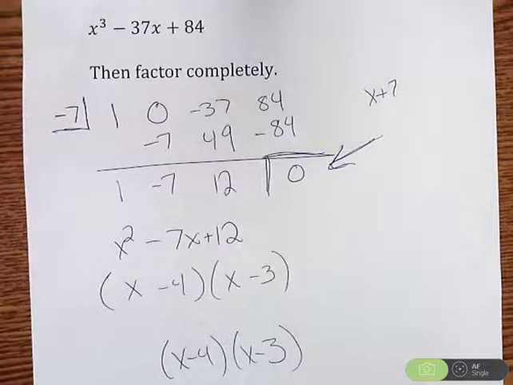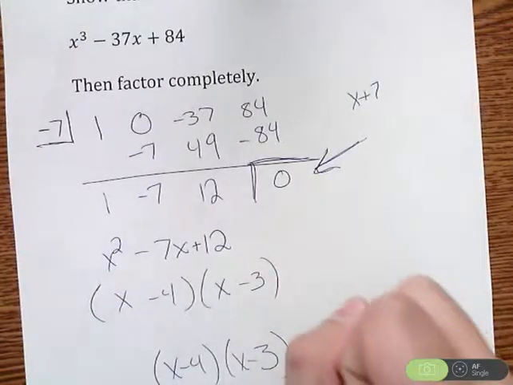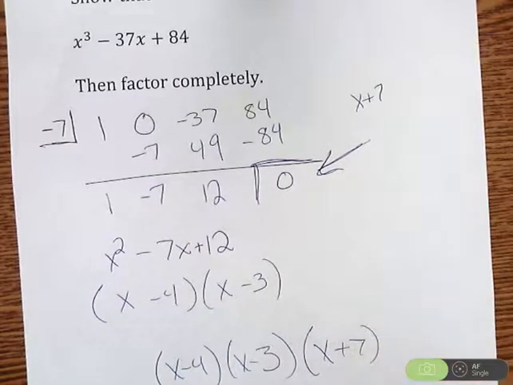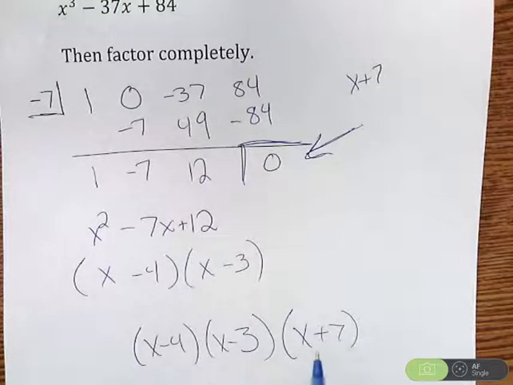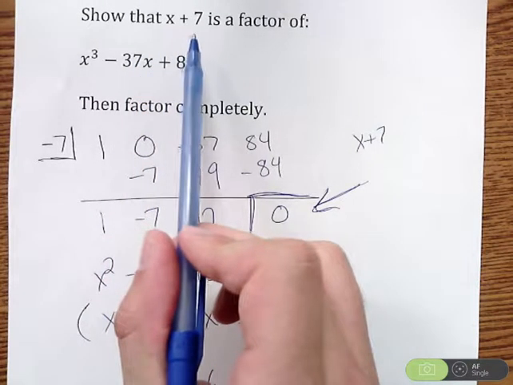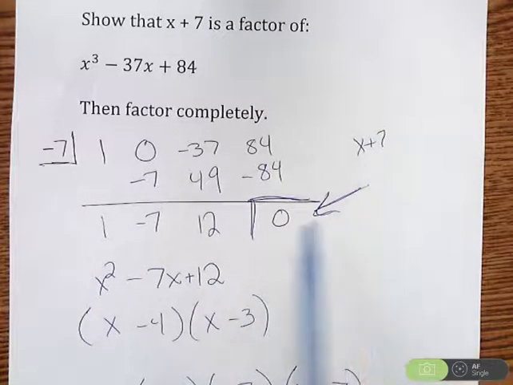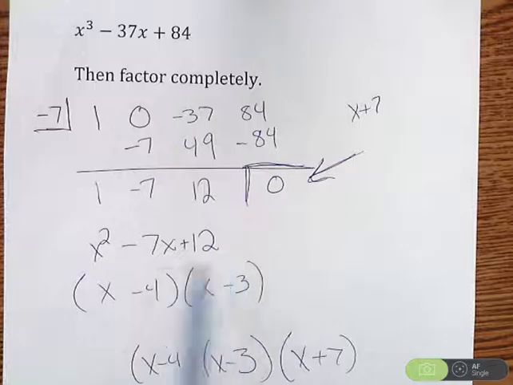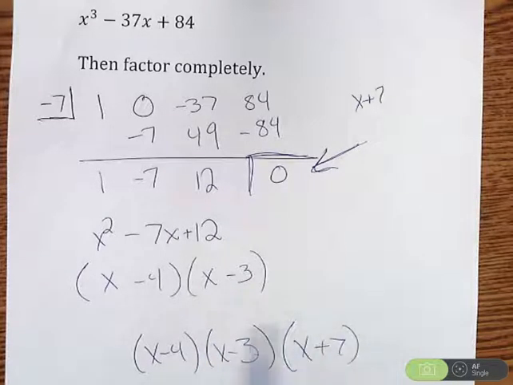But I have one other factor there, and that was x plus 7. So the completely factored form there is x minus 4, x minus 3, and x plus 7. Because we showed x plus 7 is a factor here, because we got a remainder of 0, and then we factored our result to get the remaining factors. And this would be factoring a polynomial if you're given a factor.